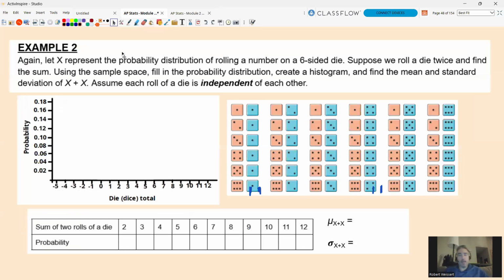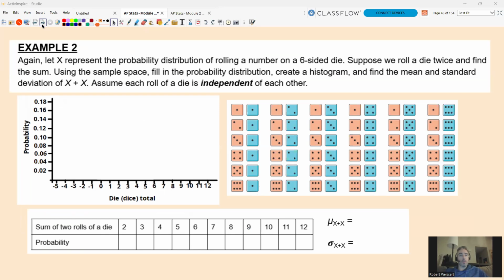All right, let's do some more die rolling. This time we're going to roll two six-sided dice. Suppose we roll a die twice and find the sum. Using the sample space, let's fill in the probability distribution, create a histogram, and find the mean and standard deviation of the two random variables added together, x plus x. We're going to assume that these dice are independent of each other, so one die roll has no effect on the other.